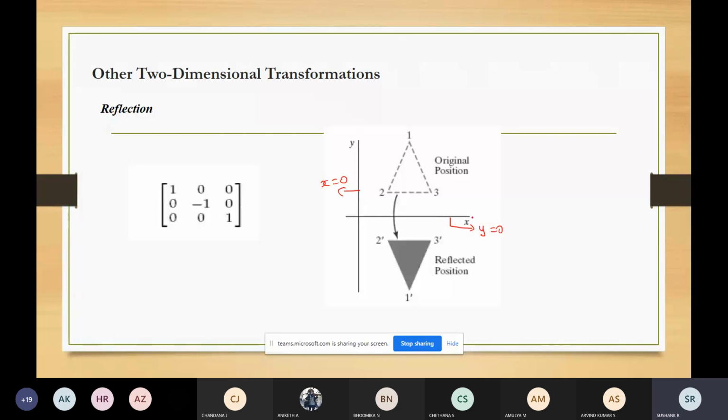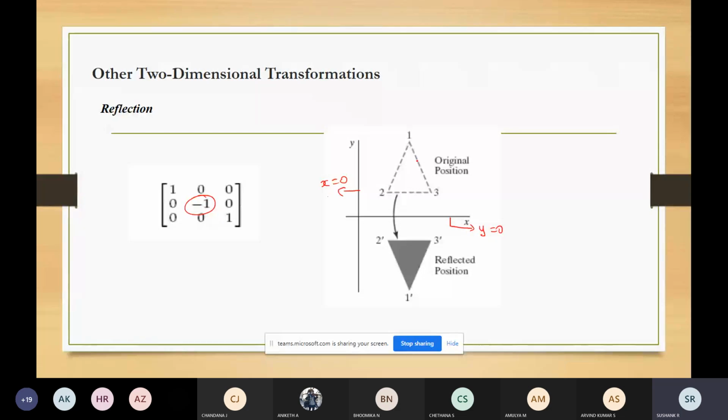When y is 0, that is nothing but the x-axis. So if you want to do the reflection about the line y is equal to 0, you just substitute. You know that x, y, z, no. So you just substitute this y with -1.